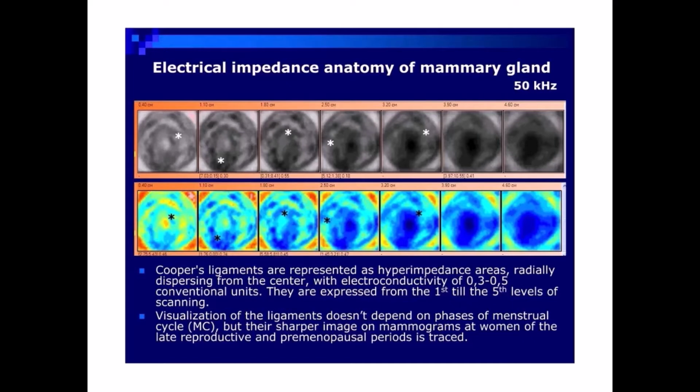Electrical impedance anatomy of mammary gland, 50 kHz. Cooper's ligaments are represented as hyperimpedance areas, radially dispersing from the center, with electroconductivity of 0.3 to 0.5 conventional units. They are expressed from the first till the fifth levels of scanning. Visualization of the ligaments doesn't depend on phases of the menstrual cycle, MC, but their sharper image on mammograms at women of the late reproductive and premenopausal periods is traced.